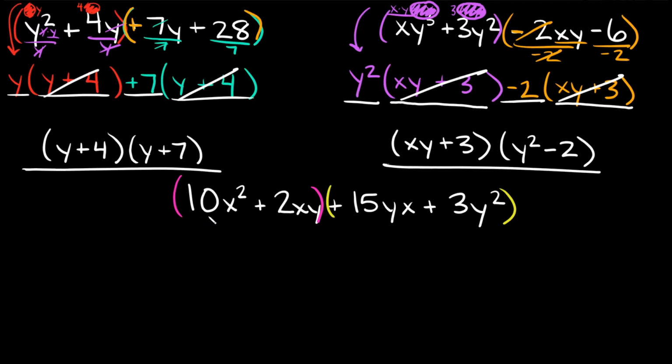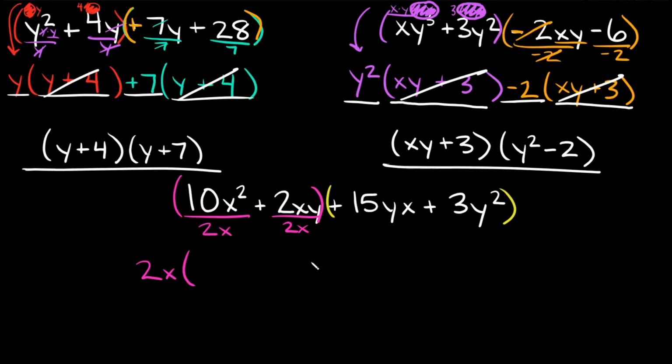So first of all, here we have 10x squared plus 2xy, okay? So what's the greatest common factor that we can pull out? Well, both of these terms are divisible by 2x, right? This one's divisible by 2x, and this one's divisible by 2x. So that means we can pull out a 2x.